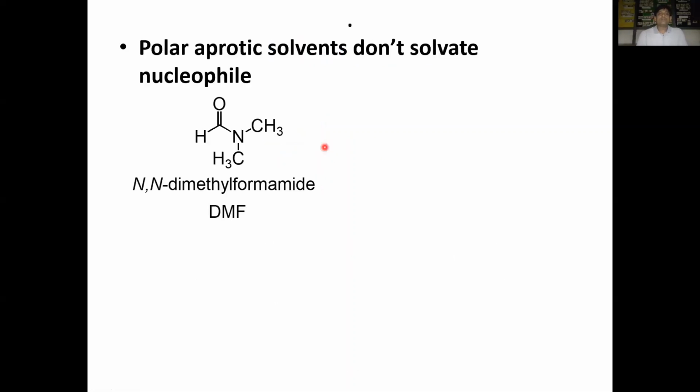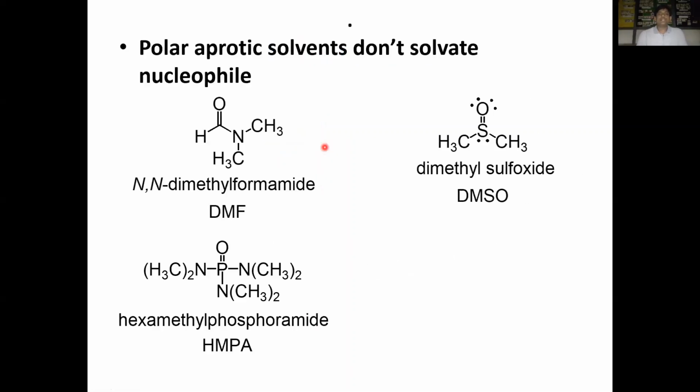If you take polar aprotic solvents, since the hydrogen is directly attached to carbon, these hydrogens will not form hydrogen bonds with the nucleophiles, so there is no decrease in nucleophilicity of the nucleophile. So you can use polar aprotic solvents for SN2 reactions.